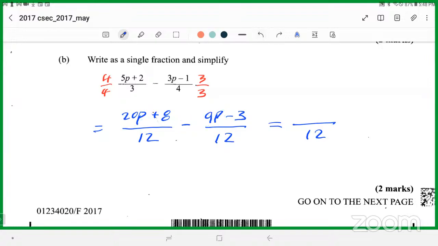Mute your mic, please, online. Mute your mic.